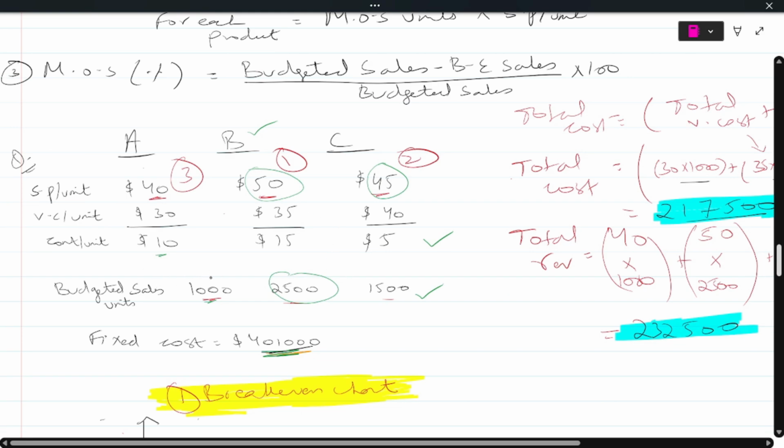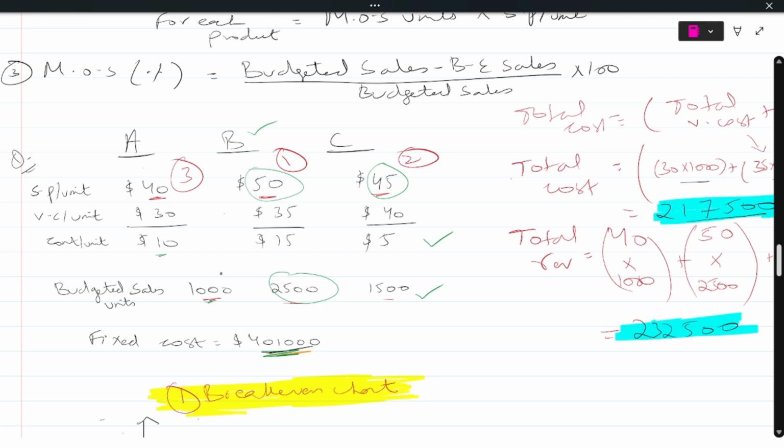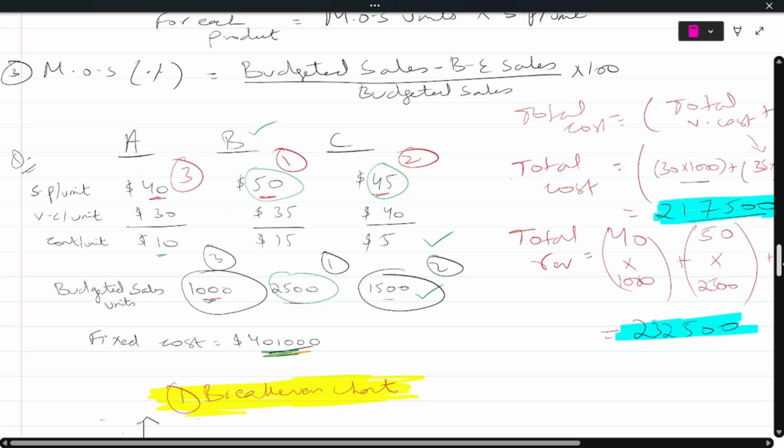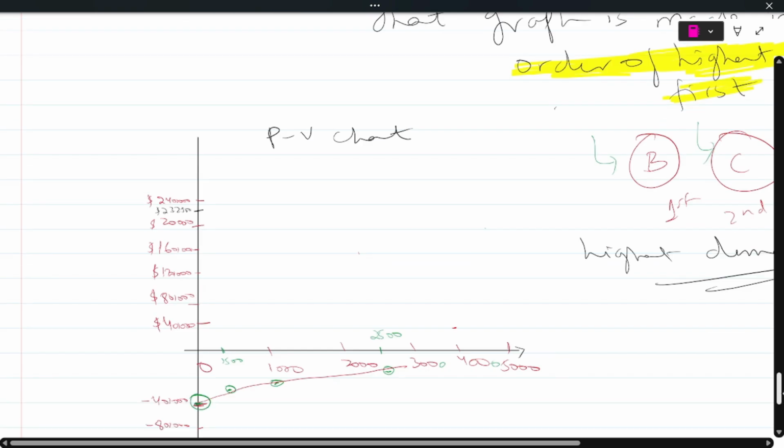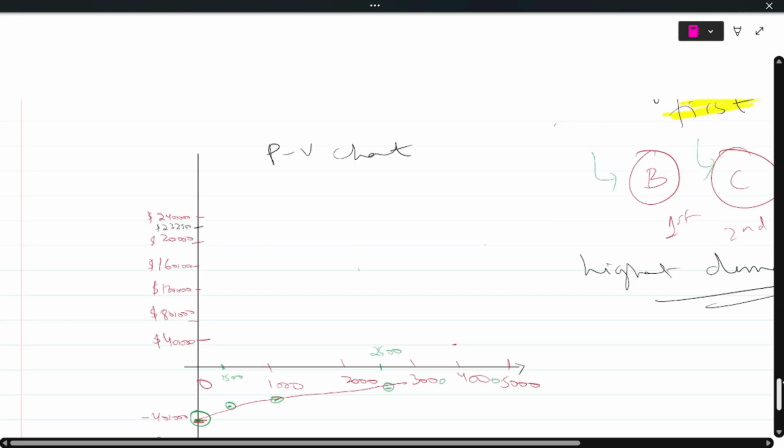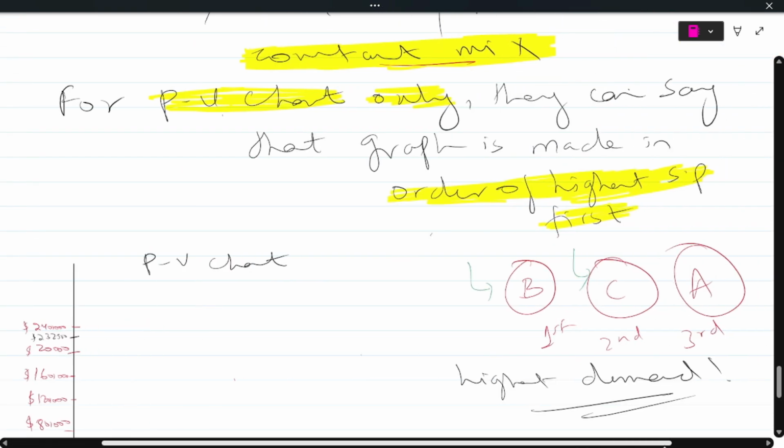So let's say if we were to make the graph in order of highest demand, then obviously B would be made first because it has the highest demand. Then would come C because C has the second highest demand. And then lastly, we will make A because it has the least demand, right? So this is how you're going to rank it. And then you're going to calculate the profit of B first, then C and A. You're going to plot your points and draw the graph, okay? So this is how these things work. I hope it is clear.